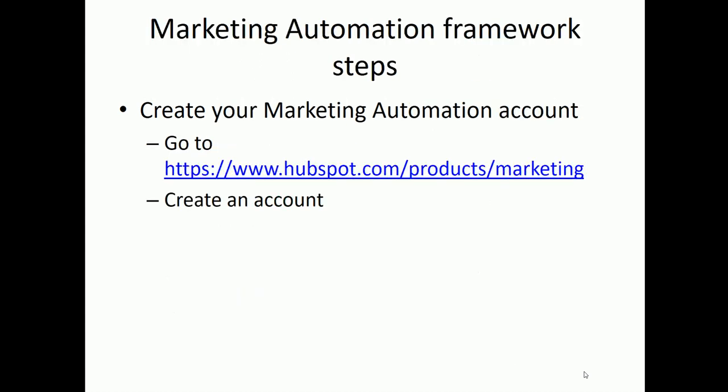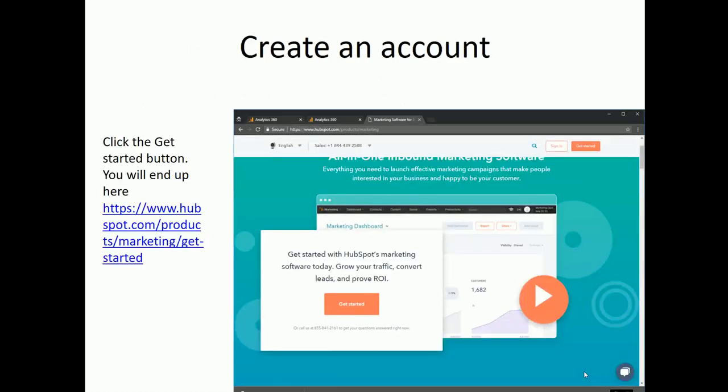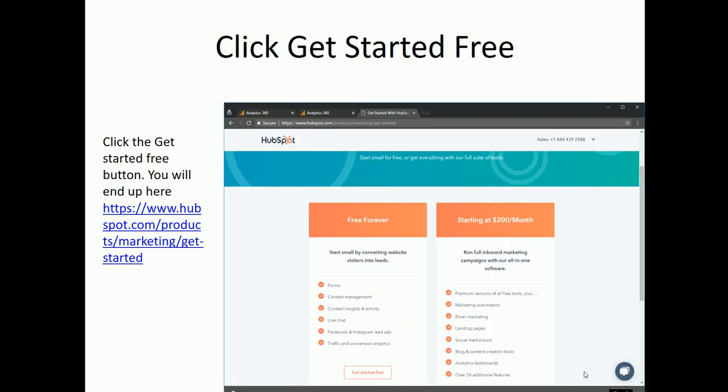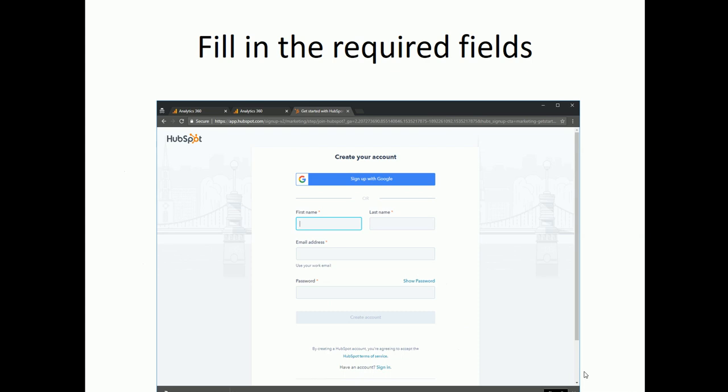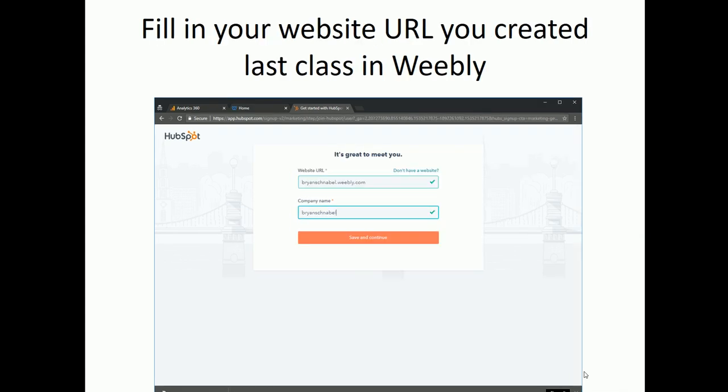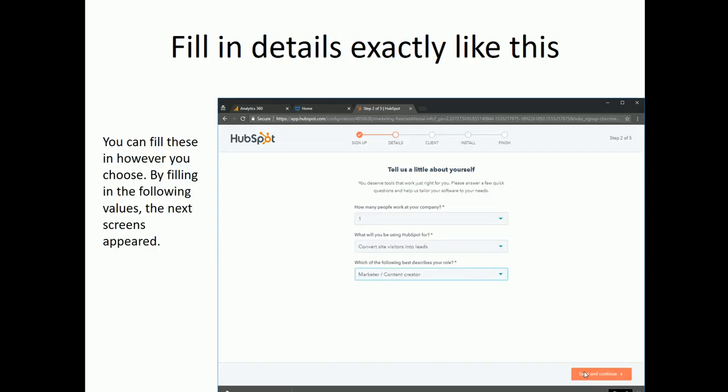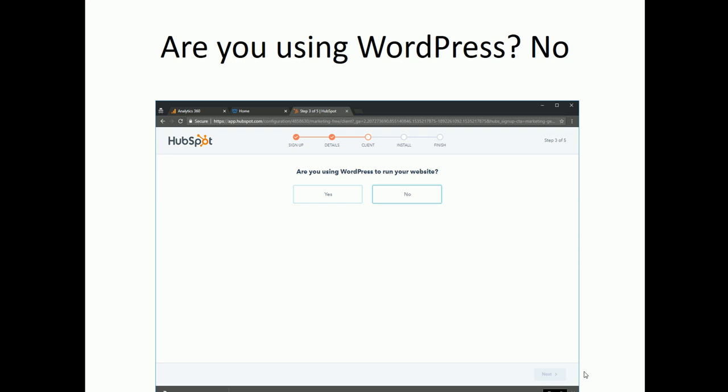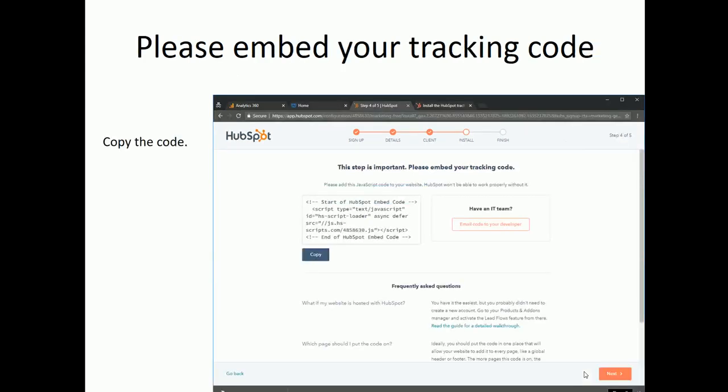So we'll go to our HubSpot, we'll create our account, and we'll use the Get Started Free button. We'll fill in the required fields. We'll verify, we'll make sure that we have our website, our Weebly website that we just created as our URL. And then we'll fill out a few more details. We'll say no, we are not using WordPress.